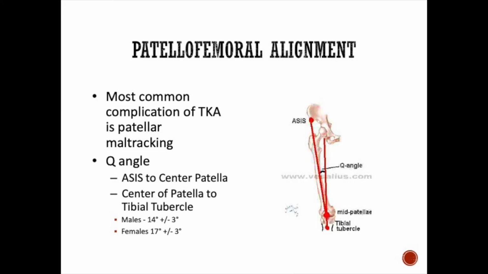It's the anterior superior iliac spine to the center of the patella, which again is roughly the axis of the quadriceps and the extensor mechanism, and then the center of the patella to the tibial tubercle, which is the patellar tendon, basically. In females, this averages about 17 degrees plus or minus 3, and in males about 14 degrees. Again, what we find though is it's actually more related to height than gender, probably.